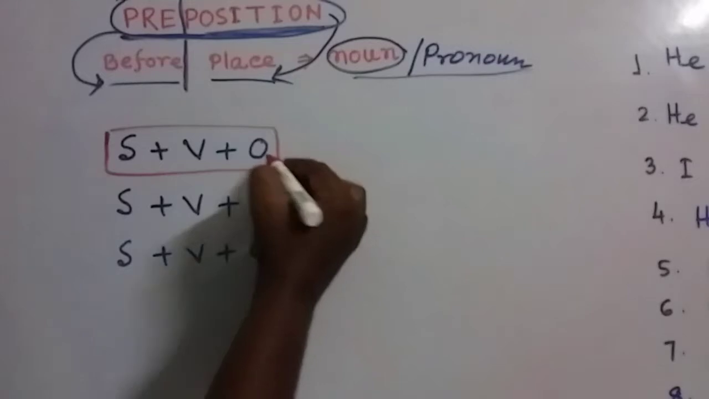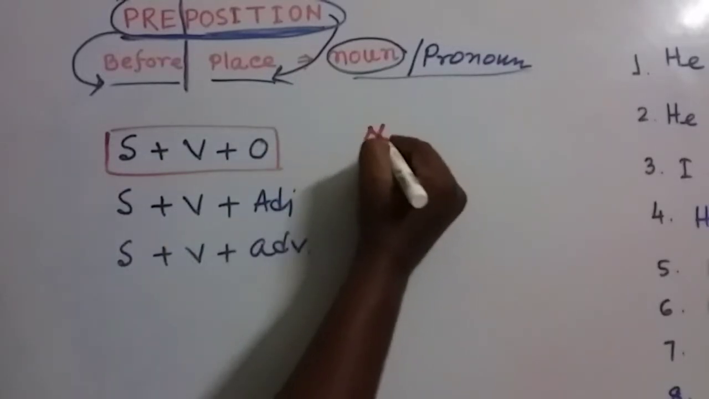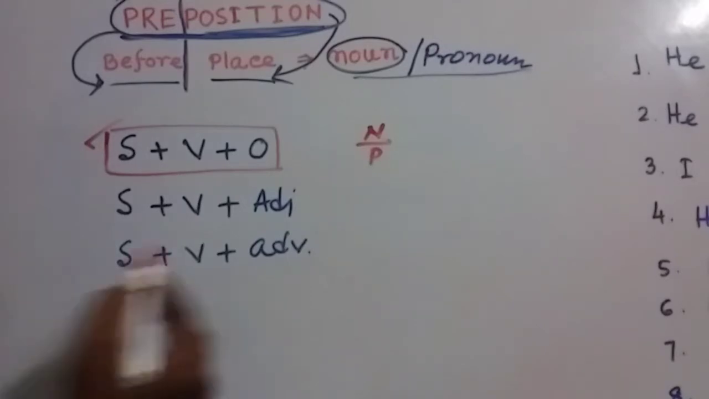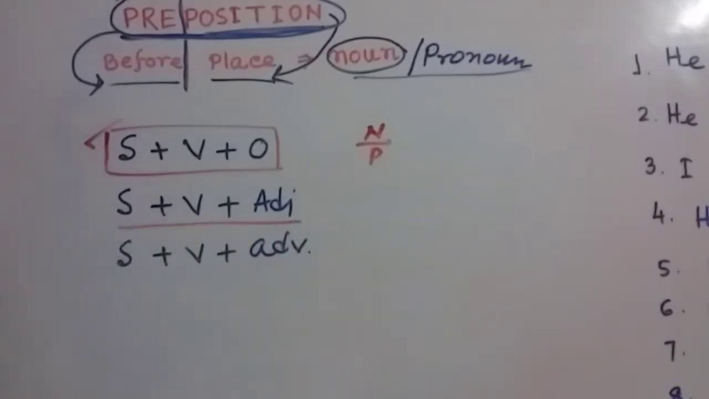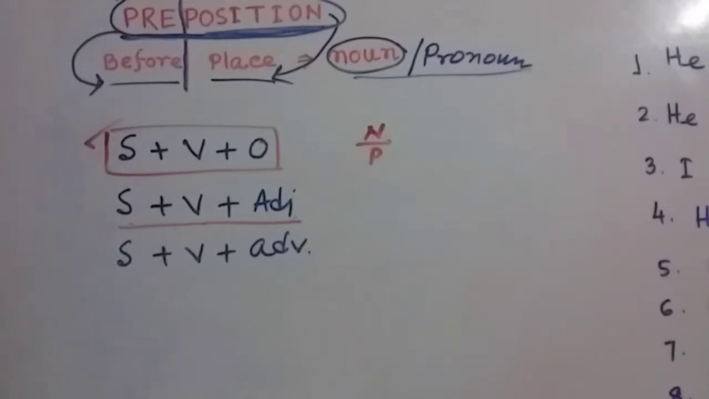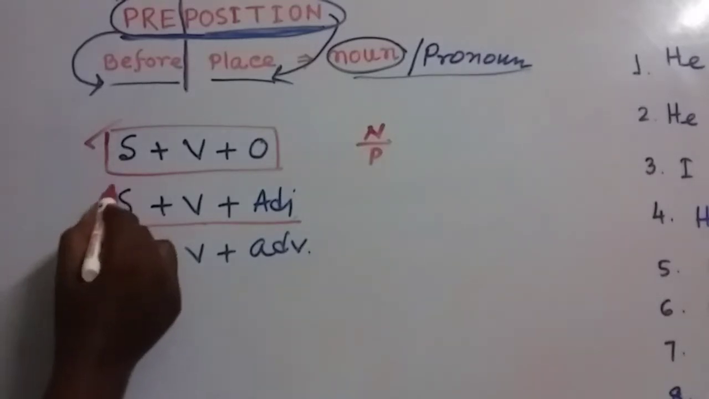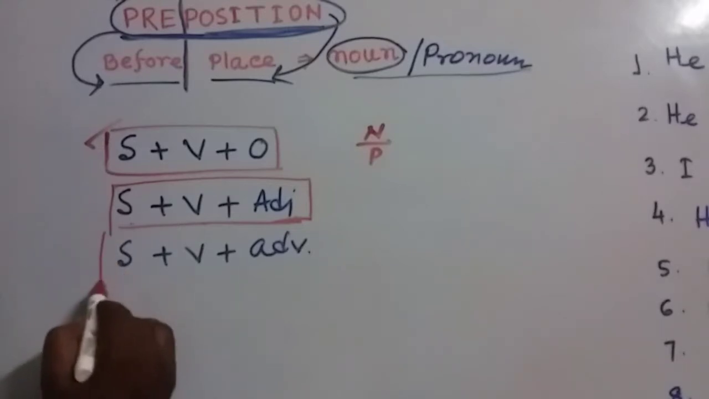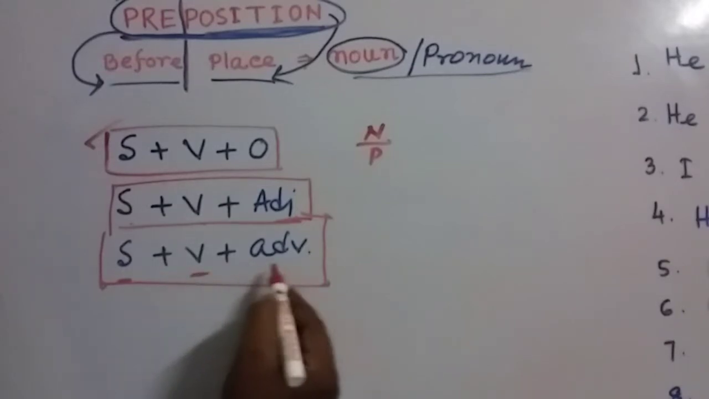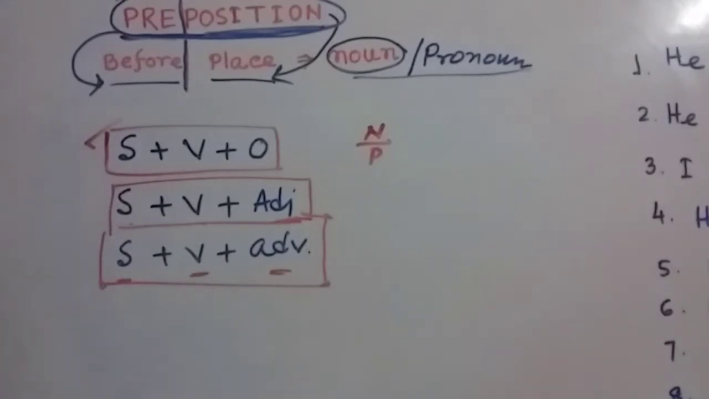And here in the object part, there may be a noun or there may be a pronoun. This is the first one. And in the second part you can see the subject, then the verb, then the adjective. Just like this one, she is beautiful. These types of sentences may be formed by using this structure. And the third one, that is adverb. At first subject, then verb, then adverb. My dear friends, these are the actual structures of English sentences.